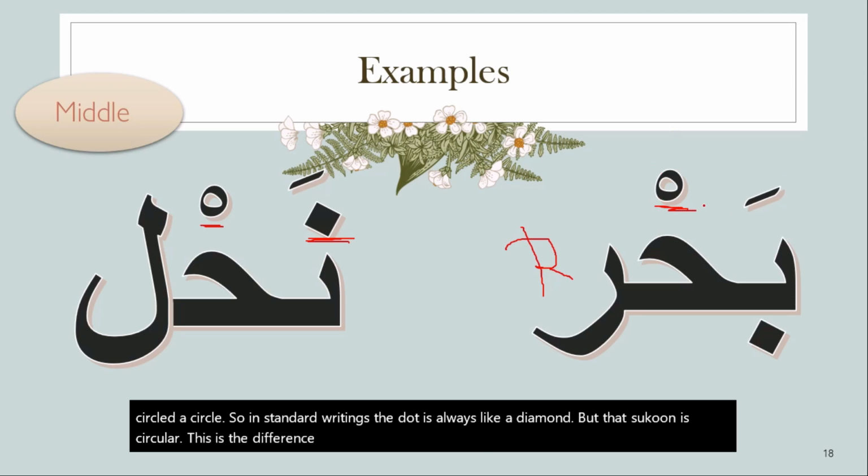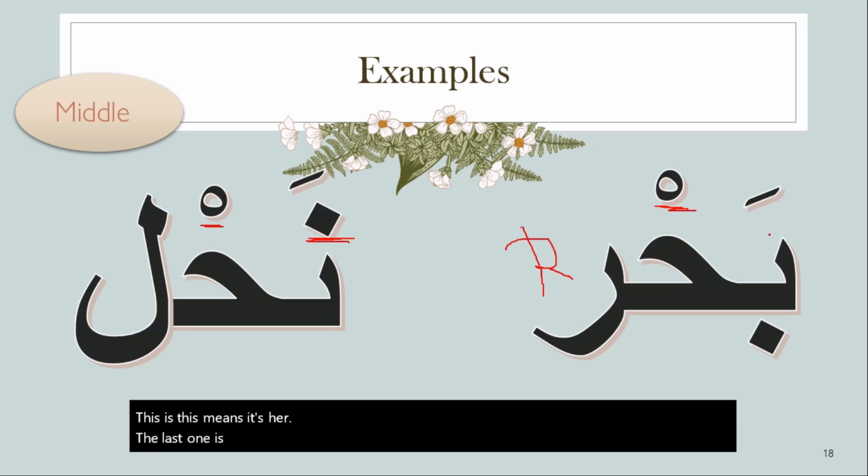So this is sukun, it's not a dot, so this letter has no dots. This means it's ha. The last one is ra. So let's try to pronounce it. Bahr, bahr, bahr, bahr. Bahr means sea. Al-bahr means the sea.